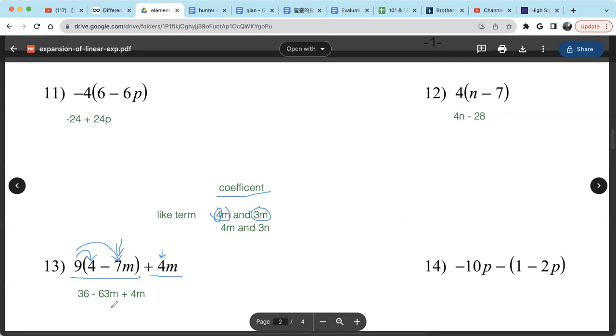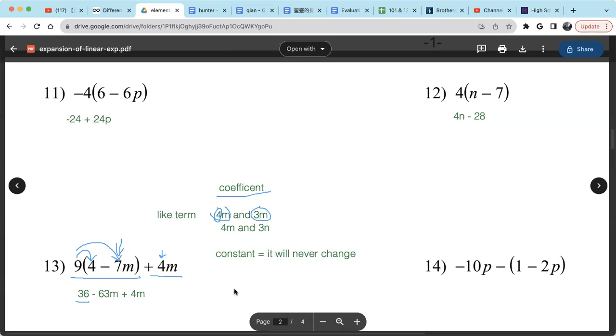Now I'm looking for like terms. I have a number, 36, which we call a constant. Constant means it will never change. So what is 36? 36 is 36, right? 36 apples, 36 chairs, 36 people in the room, and so on and so forth. But 36 is a number itself. It won't change.